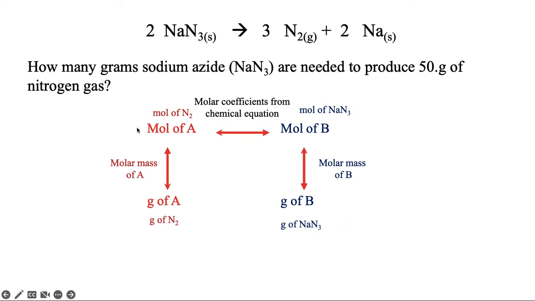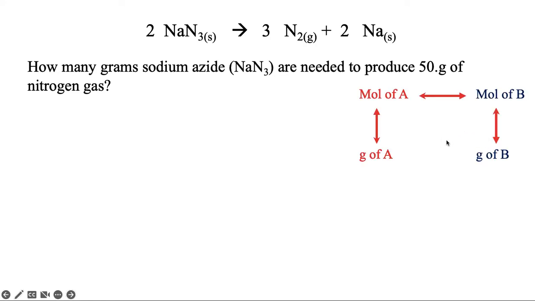Note that these are two different compounds, and so I have to use two different molar masses, but the steps are the same. If I'm going from grams to moles, I have to use the molar mass, or moles to grams, I have to use the molar mass. I just use two different molar masses because I have two different compounds. So let's take a look at how we do this.